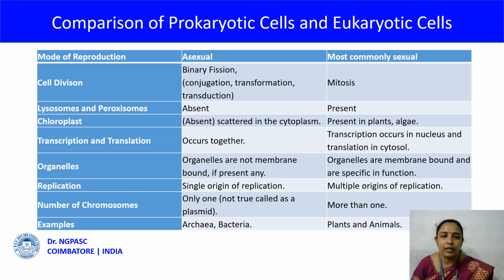The replication is of single origin in prokaryotes. It is of multiple origins in eukaryotes. The number of chromosomes present is only one in prokaryotes. More than one chromosome is present in eukaryotic cells. The best examples are archaea and bacteria for prokaryotes, whereas plants and animals are the examples for eukaryotic cells.